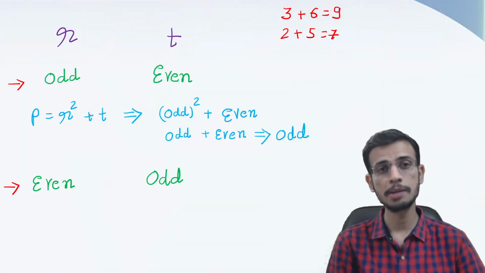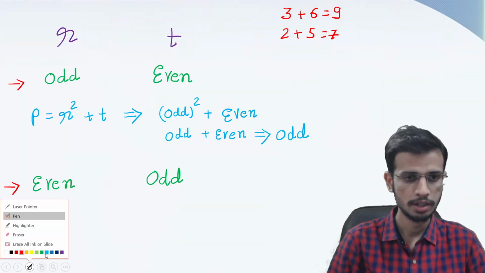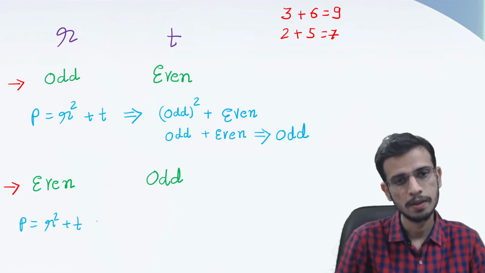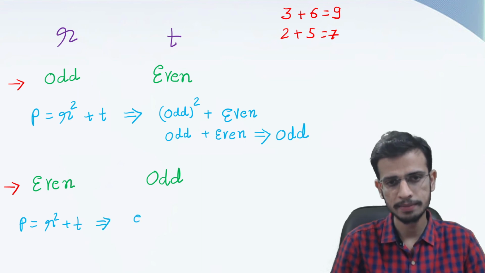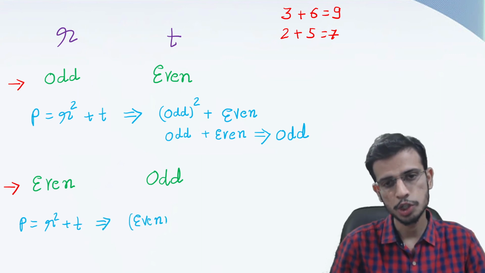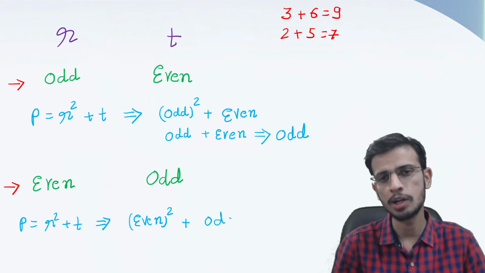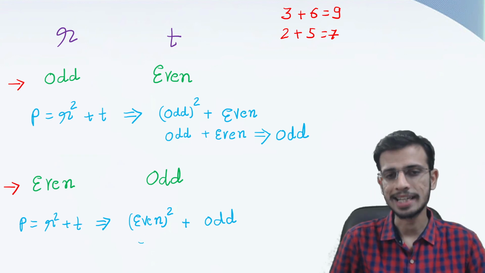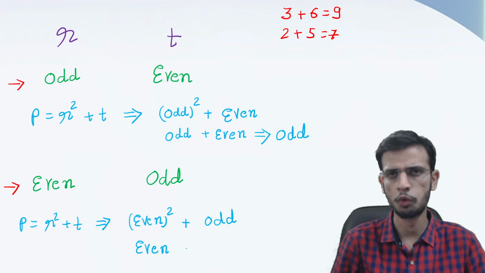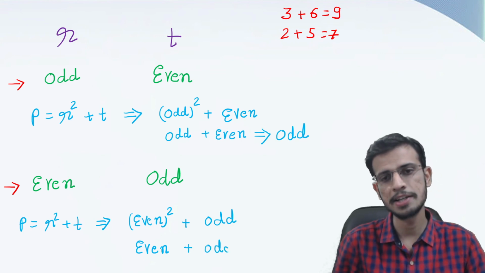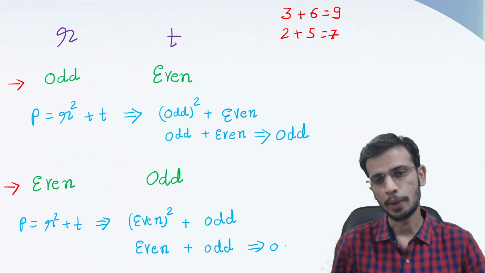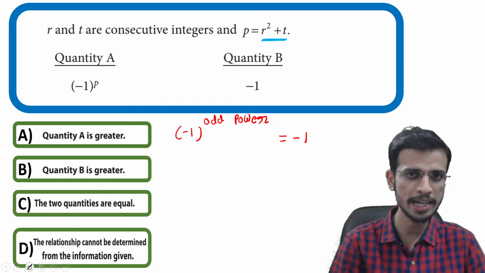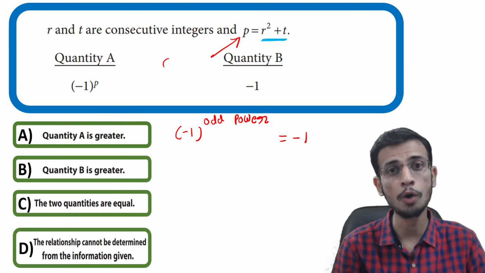But we are left with one more possibility. R can be even, then T will be odd. So I am writing P again. P is equal to R square plus T. In place of R I am putting even, and in place of T I am putting odd. So the square of any even number will become even only. The square of 2 is 4, the square of 4 is 16, even. And we know even plus odd is equal to odd. So in this case, P will be an odd number. We have concluded that P will be an odd number.